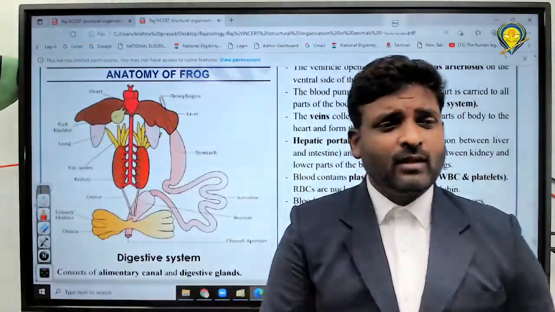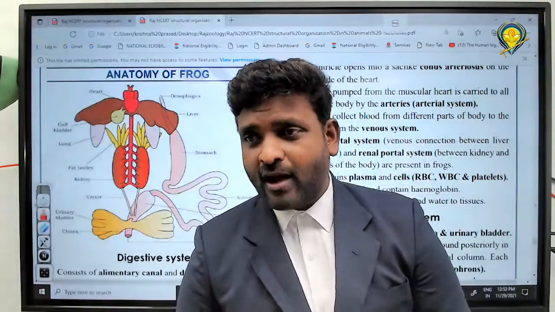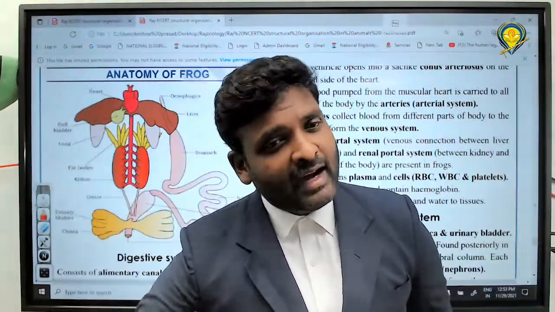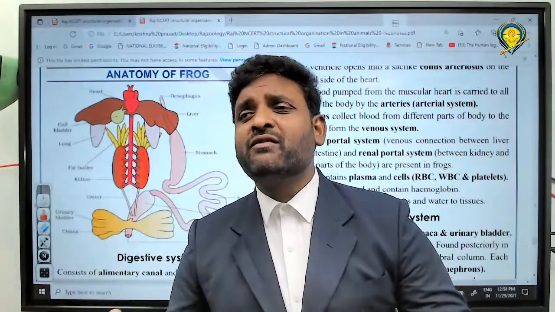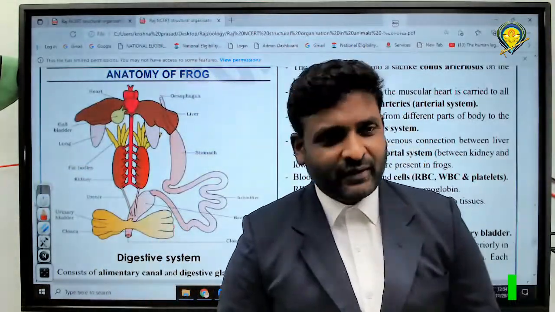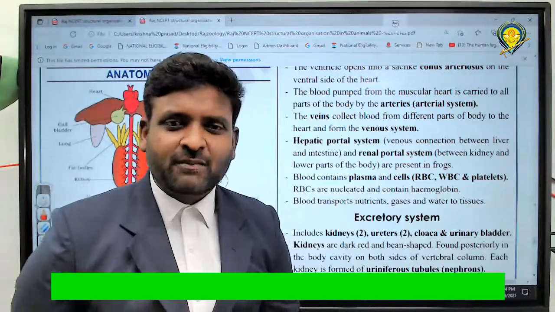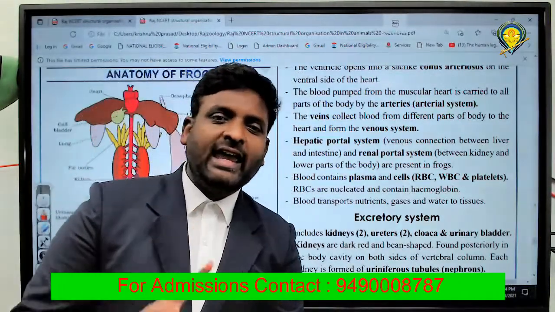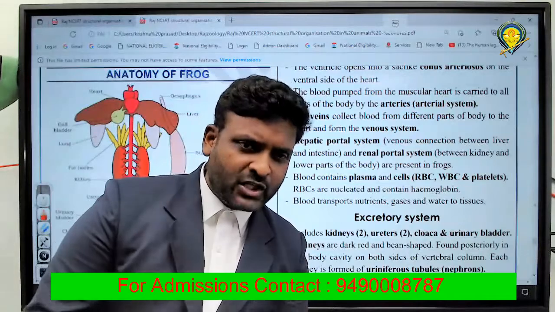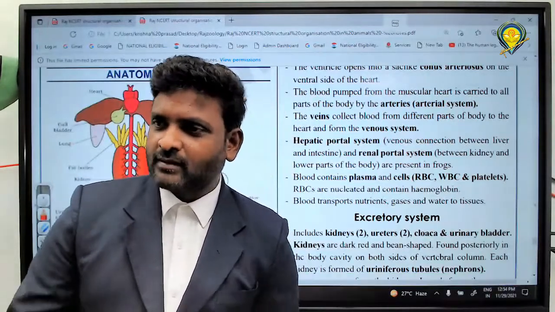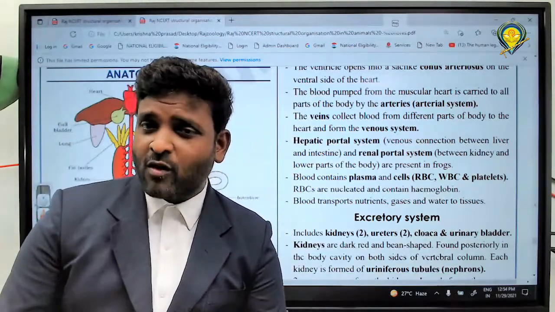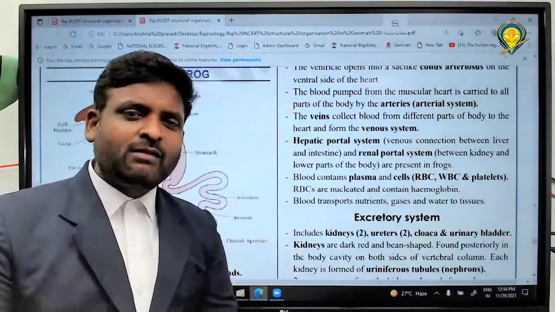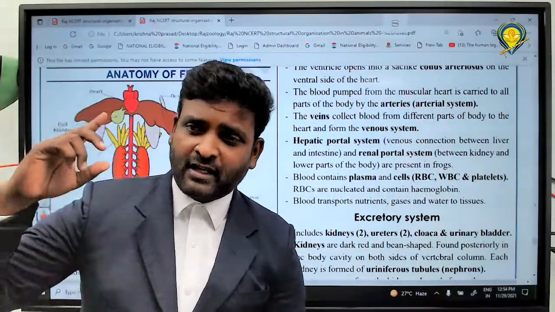Before going to the digestive system, you know very well that an amphibian, the frog, is at the organ system level, meaning it has different types of systems: digestion, circulation, respiration, excretion, nervous and reproduction. All the systems are there, and that is what anatomy covers. First we have discussed the digestive system, and you know very well about the digestive system of even earthworm or cockroach.